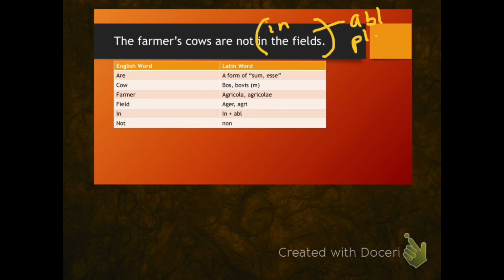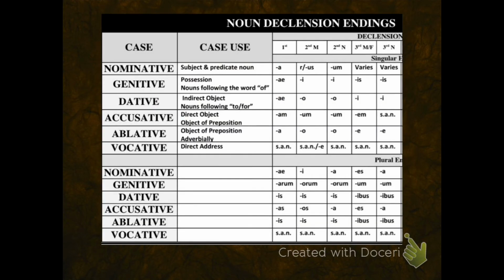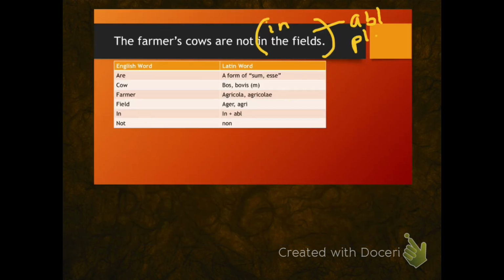Don't forget, though, that you will have to check to determine the declension of field before you choose the ablative ending. Why? Because when I look at the ablative plural row on the chart, I see is all over the place, but then I see ibus in the third declension columns. So you need to know what declension this noun belongs to.